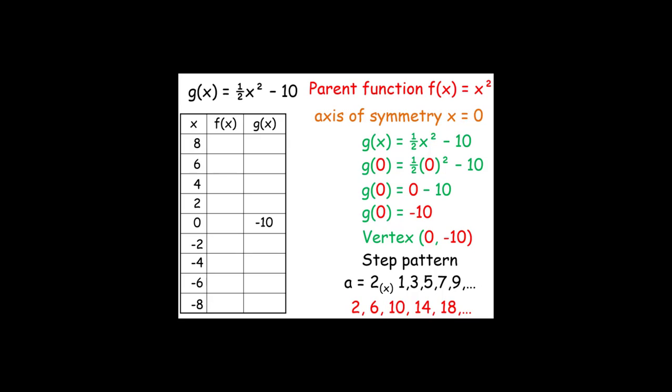For my domain, I'll go in increments of 2, which causes our step pattern to be 2 times 1, times 3, times 5, times 7, times 9. Since our a term, our leading coefficient of this quadratic, is 1/2, our denominator is 2, and our exponent is 1. We'll increase by 2 from negative 10. We'll increase by 6 from negative 8. We'll increase by 10 from negative 2. We'll increase by 14 from 8.